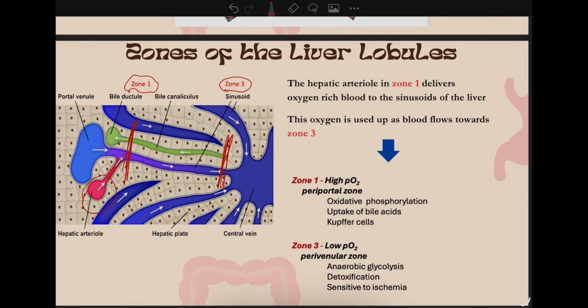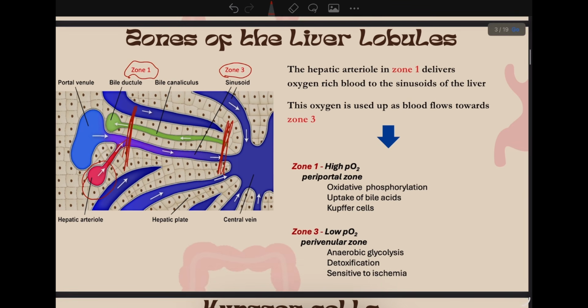So what's happening in each of these zones? The cells that are close to the oxygen do oxidative phosphorylation because they need oxygen, and they have it. They also have their uptake of bile acids, because for the conjugation, all of that, oxygen is needed.